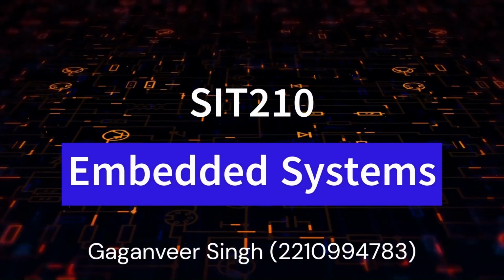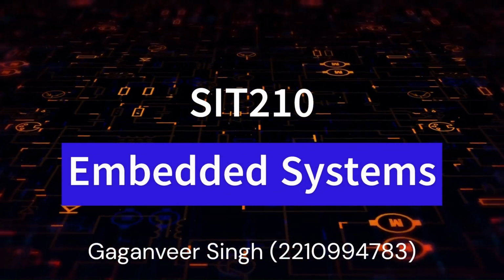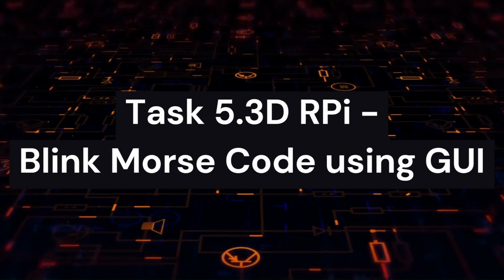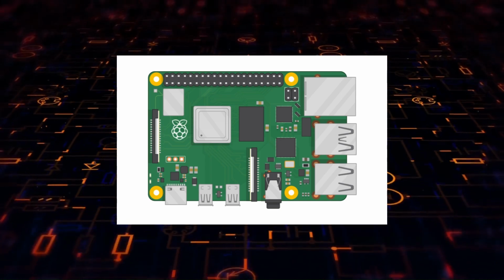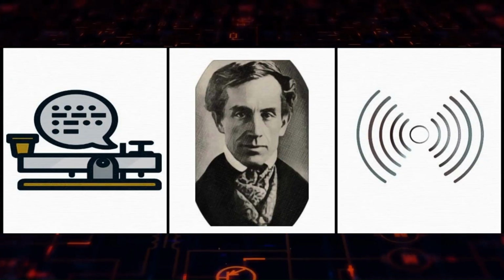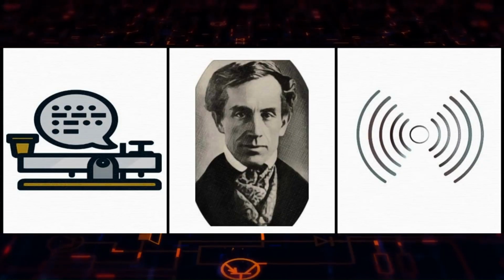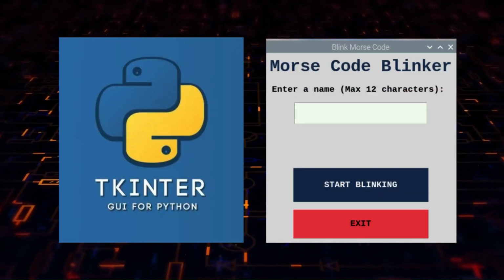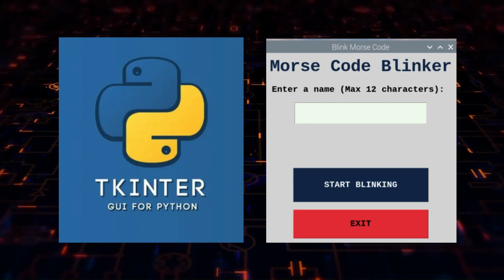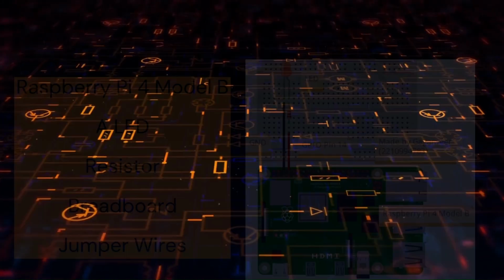Hello everyone, I'm Gaganveer Singh, and in this video, I'm going to demonstrate how I created a graphical user interface that allows users to blink their name in Morse code using an LED on Raspberry Pi for my task 5.3D of SIT210 embedded system development. To complete this task, I made use of Tkinter library, which facilitates easy GUI development and works on Python.